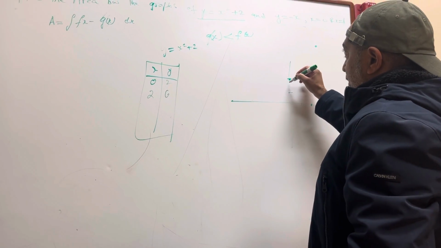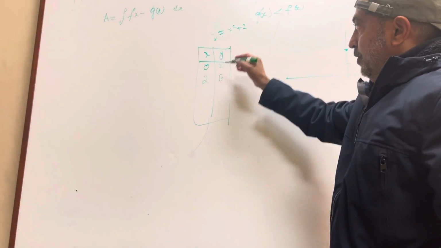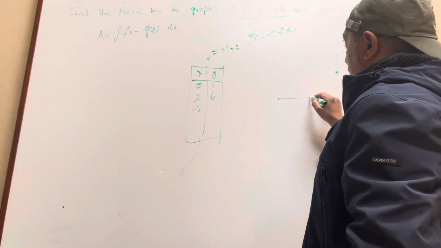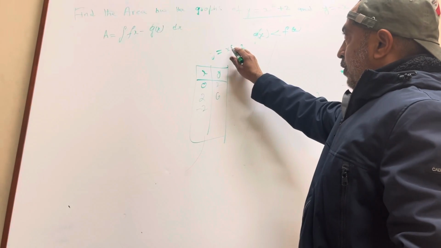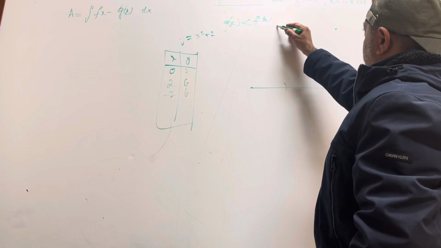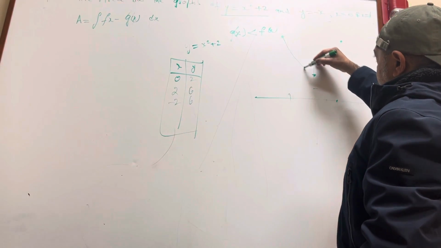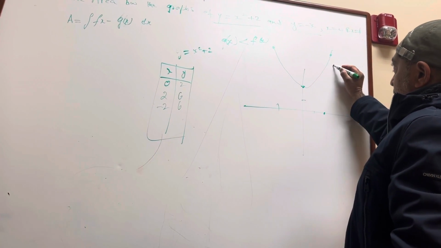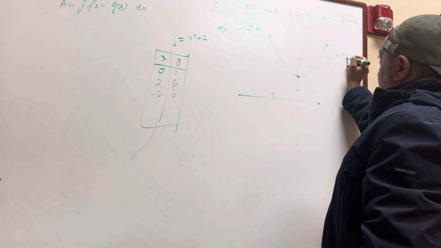And then similarly we will have the minus x also. If we put minus 2, then minus 2 squared will be 4, 4 plus 2 will be again 6. So minus 2, and then this point will be here. So my graph will be like this, which is y is equal to x squared plus 2.